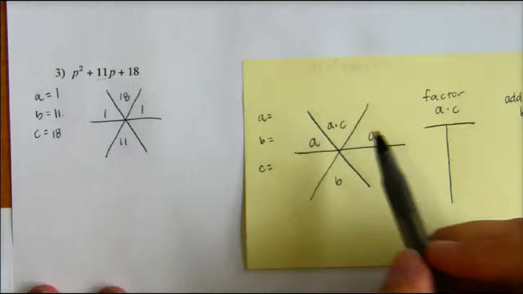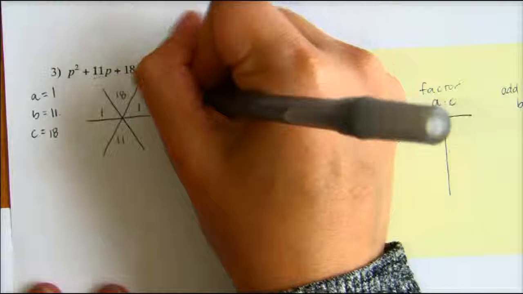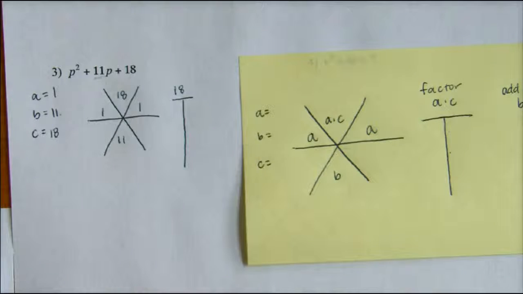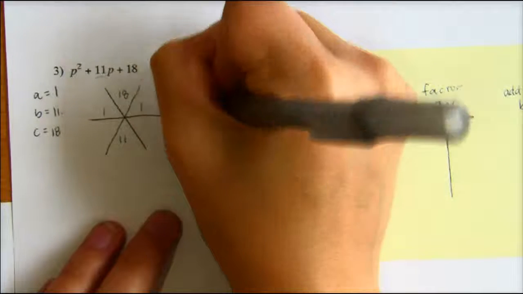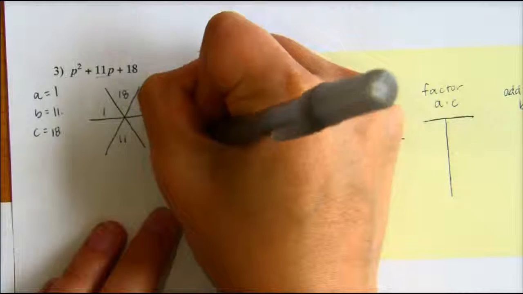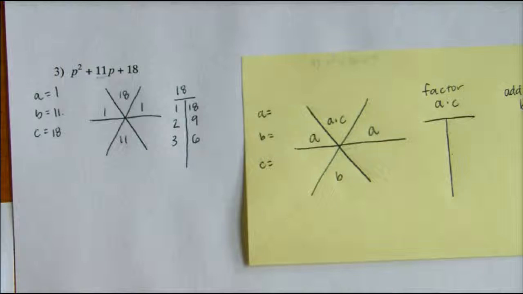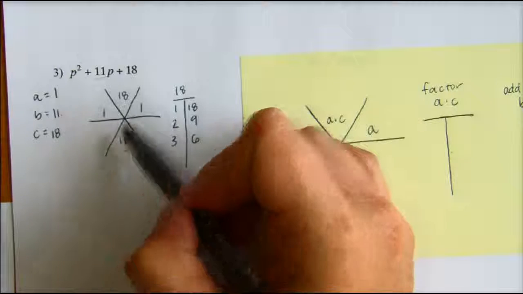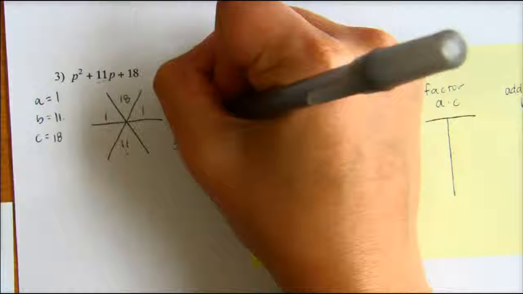Okay, now I'm going to factor out my A times C. A times C I know is 18. So let's list our factors. Go ahead and pause to find those factors. You should get 1 times 18, 2 times 9, and 3 times 6 should be your 3 sets of factors. Since 11 is positive and 18 is positive, I don't have to worry about any negatives. I'm just going to add to see which ones equal my b value.